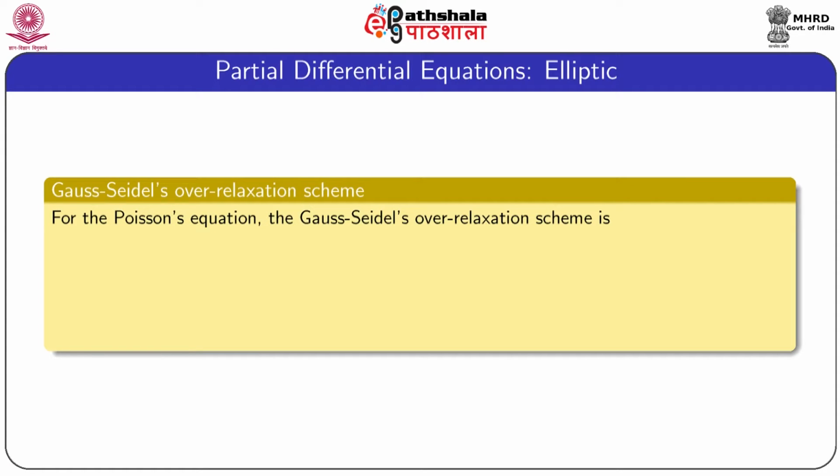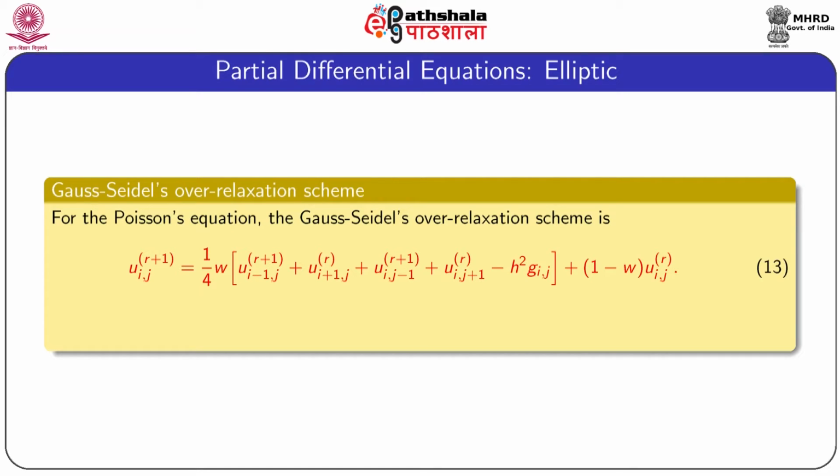The Gauss-Seidel over relaxation scheme is defined below. In this case, the first term is multiplied by w and the second term is the addition to the Gauss-Seidel iteration scheme. So this formula also occurs as in the case of Jacobi's over relaxation method.